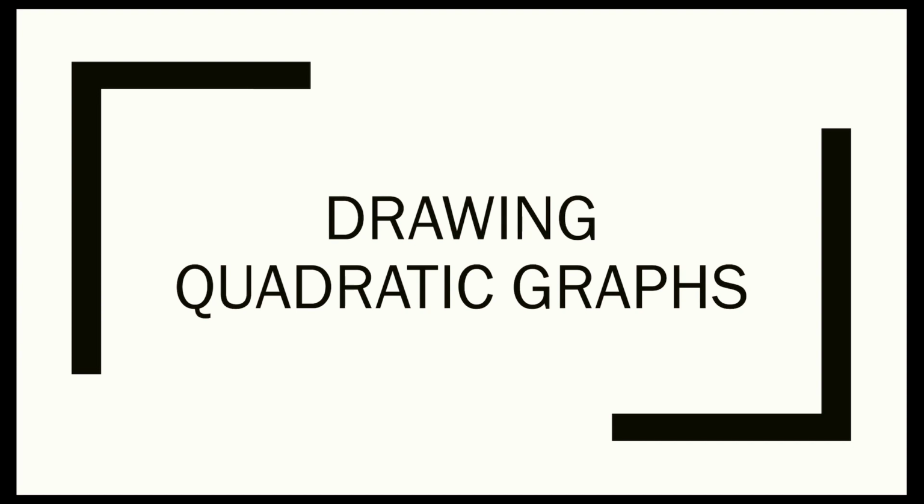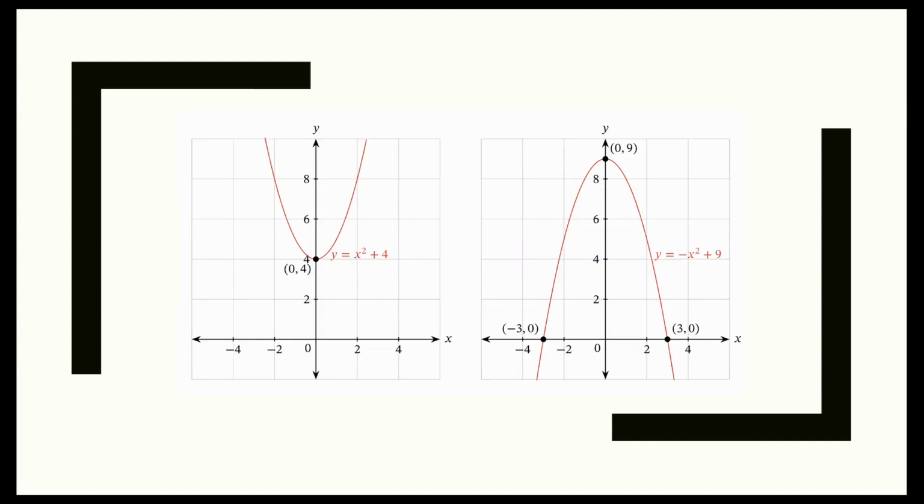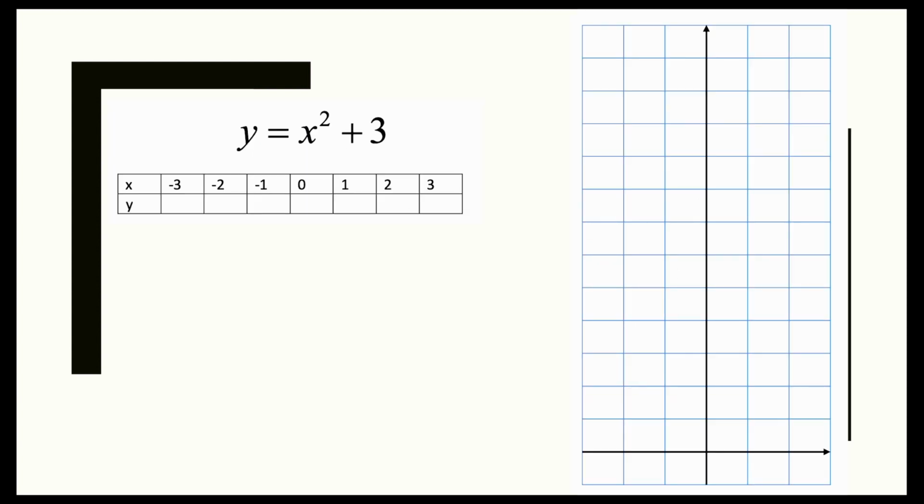Today we are going to be looking at drawing quadratic graphs. Being able to draw quadratic graphs is important as it allows us to see what our equation looks like. It tells us its roots as well as any turning points. When it comes to plotting quadratics, we always get a graph that either looks like a U or an N. Let's have a look at our first question.